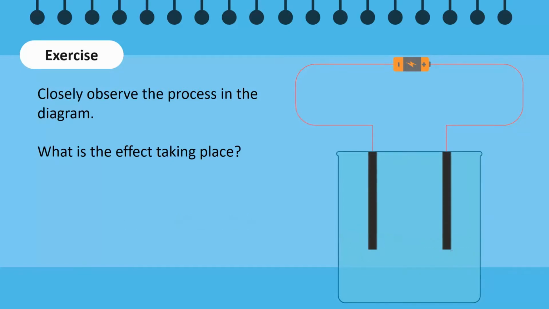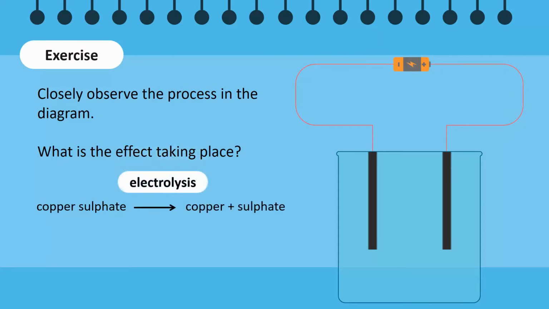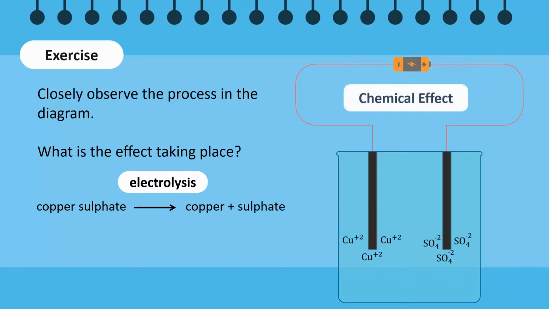Notice that the battery is connected to positive and negative electrodes that are dipped in a solution of copper sulfate. When the current passes through the solution, copper sulfate breaks down into copper and sulfate through electrolysis. Copper is collected through the negative electrode and sulfate through the positive electrode. This is an example of the chemical effect caused by the flow of a current.